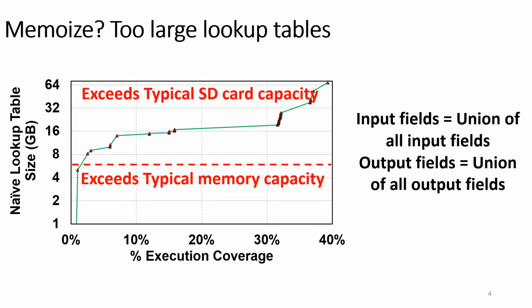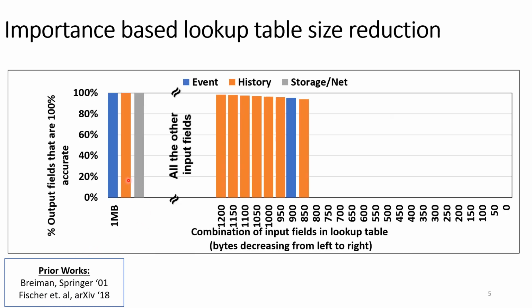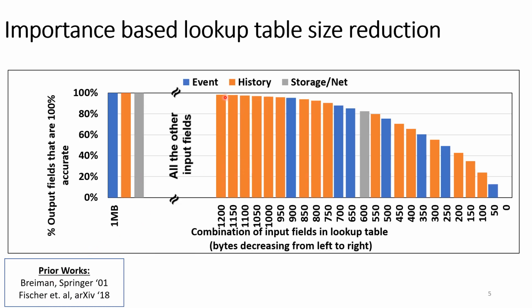redundant event processing. To avoid such large lookup tables, we feed the lookup table input-output fields to an ML algorithm called permutation feature importance, as in prior works. What it does is it takes the input fields and sees which input fields are going to be important and which are not, and keeps removing a combination of them and reports the error percentage.